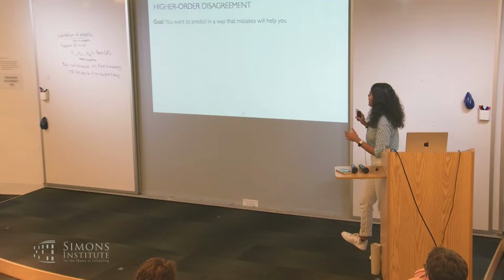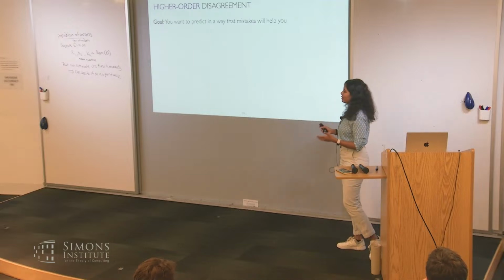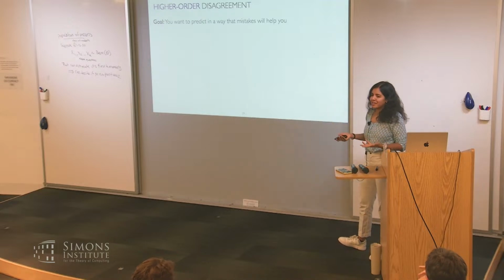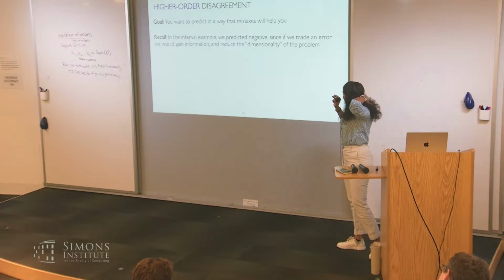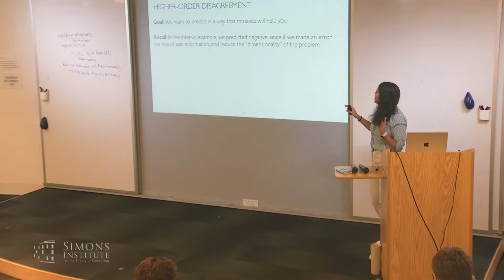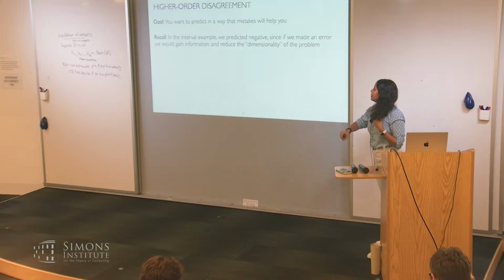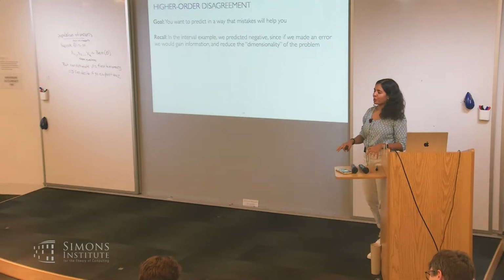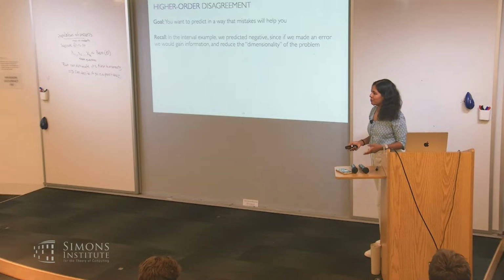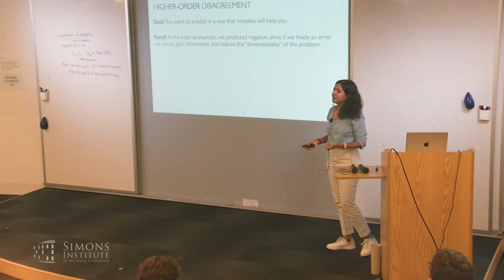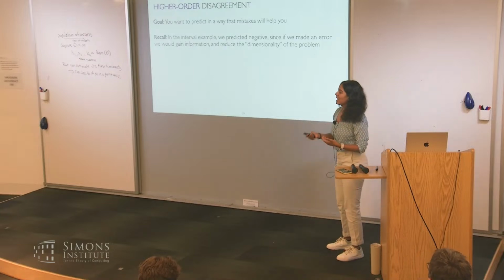So it's going to be, again, the same: the goal is you want to predict in a way that mistakes will help you. So you want to estimate when mistakes will help you. And in the interval example, we did this by predicting negative till we made an error, because if we made an error, we would reduce the dimensionality of the problem. So I want to somehow get an estimate of what is the dimensionality of my problem currently. If I can get an estimate of that, then I can see if my prediction will help me reduce my dimensionality, then I can go down.